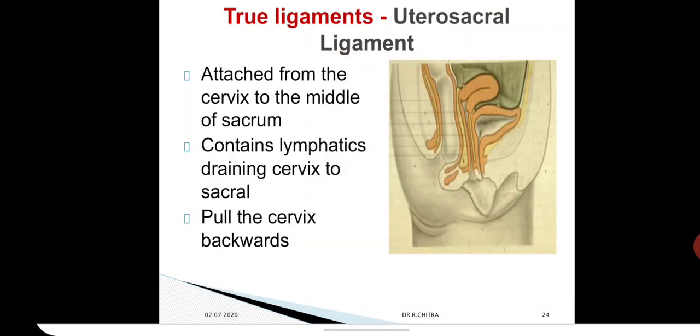So one ligament in front is pubocervical, one ligament behind is uterosacral, on each side is transverse cervical, and another true ligament attached to the angle is the round ligament of the uterus. Uterosacral ligament is attached from the cervix to the middle of the sacrum, so it contains lymphatics draining the cervix to the sacrum. So this ligament pulls the cervix backwards.